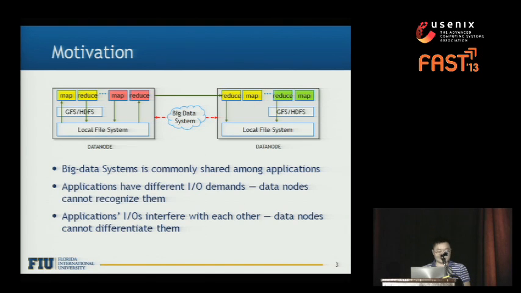Because the applications have different I/O demands, applications' I/O will interfere with each other. However, the native Hadoop or MapReduce system is not able to differentiate different applications, nor is the current system able to control the quality of service of different applications.